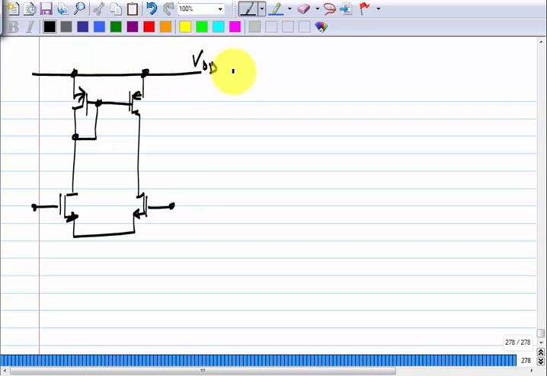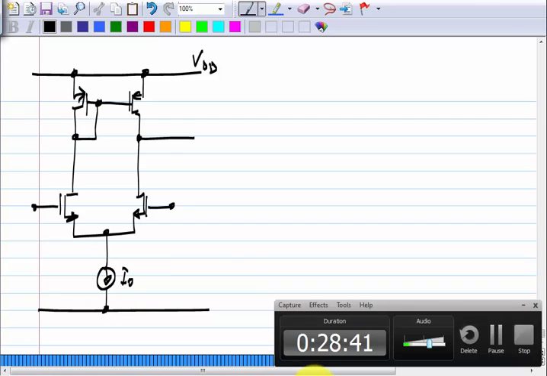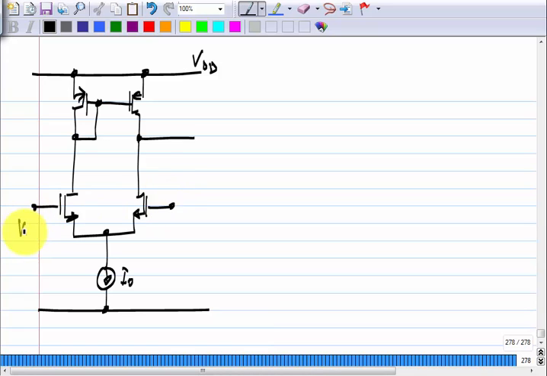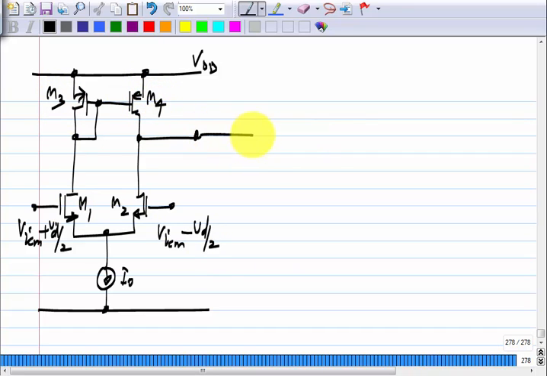This I say is VDD. We have been using this notation for some time. This means that there is a voltage source of value VDD from there to ground. Just go back to the basics and draw the equivalent circuit: M1, M2, M3, M4. And the output is terminated in something. I'll call it V term. You know what it is: VDD minus VSG of M3.